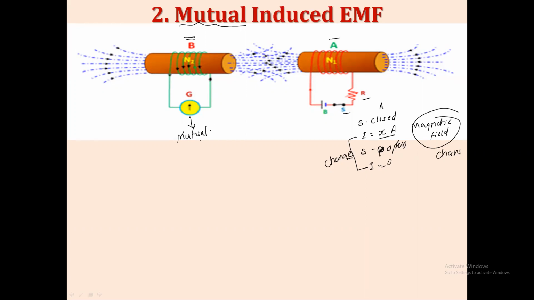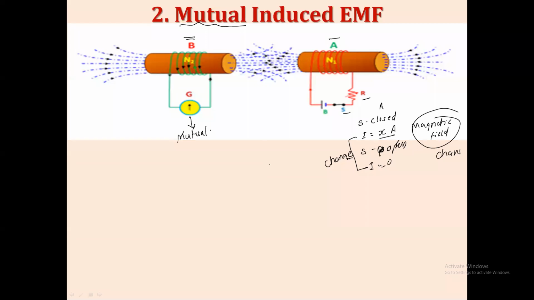That's why it is called a mutually induced EMF. But have you noticed one thing? The change in magnetic field is produced by coil A, so this change in magnetic field will link with coil B. Not only will it link with coil B, but it will also link with the same coil itself.